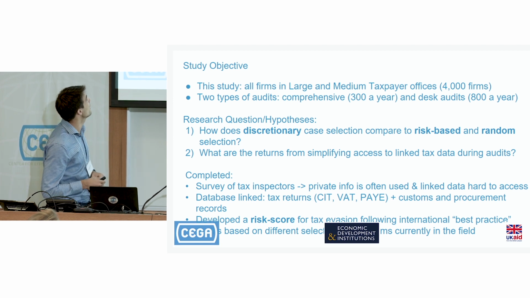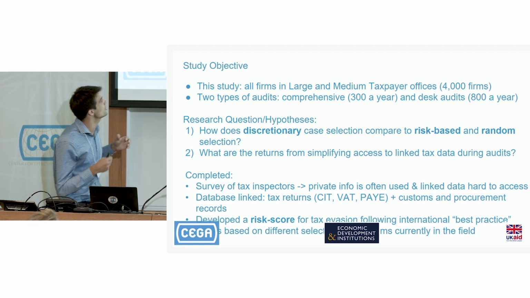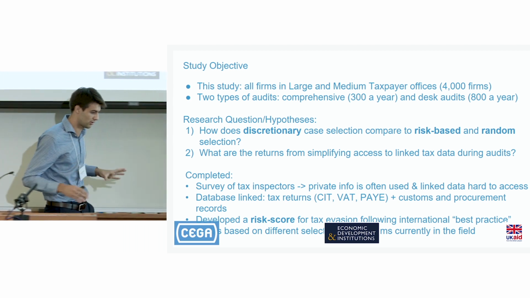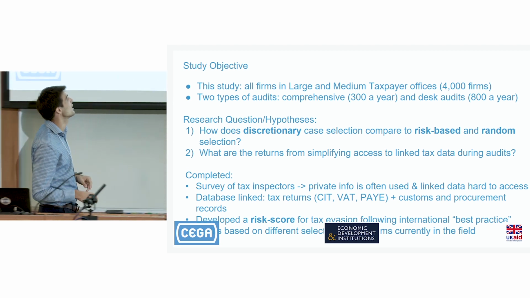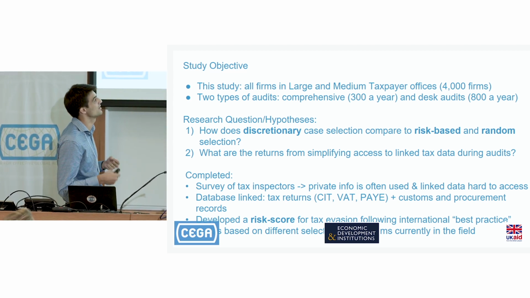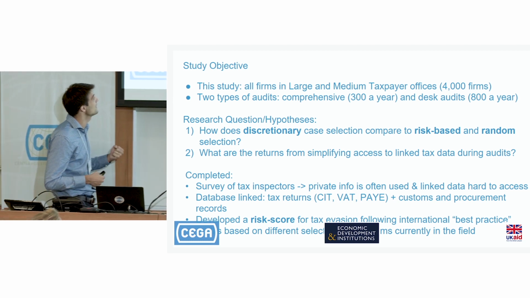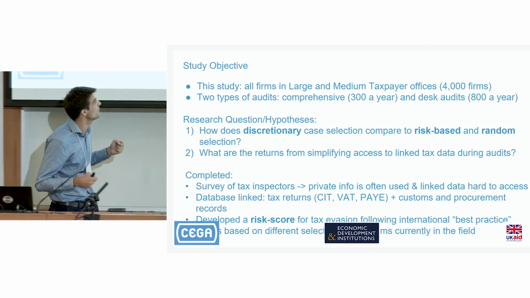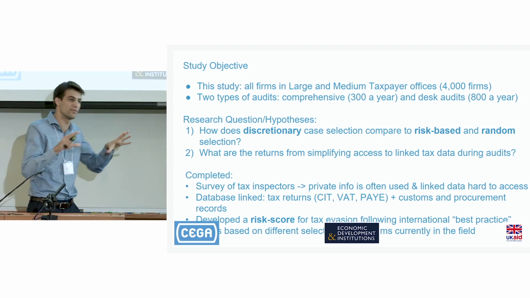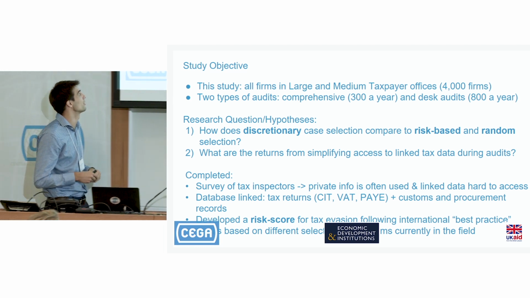The research question and the hypotheses are: how does discretionary case selection, which is the current way that it's happening in Senegal, compare to a risk-based system for selecting cases to audit and to pure random selection? And secondly, what are the returns from simplifying access to linked tax data across the different sources during an audit?